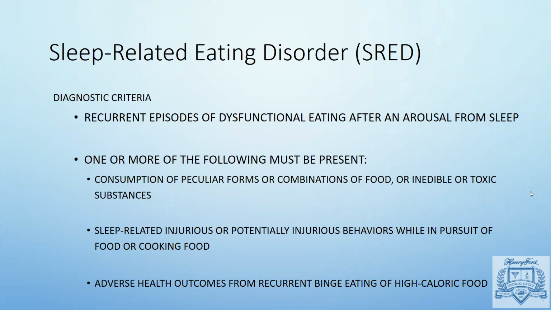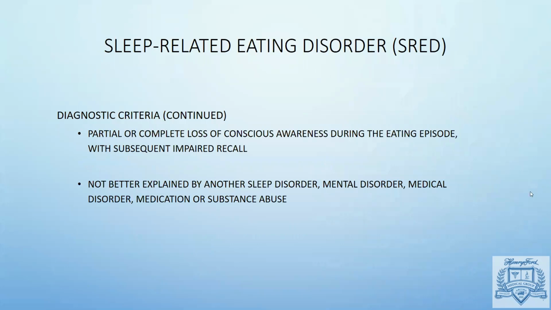So the diagnostic criteria is they've got recurrent episodes of dysfunctional eating after an arousal, and one or more of the following five: consumption of peculiar forms of food, cat food, coffee beans, things like that, sleep-related injurious or potentially injurious behaviors, adverse health outcomes like weight gain, partial or complete loss of consciousness, and then lastly, it's not really explained by any other underlying sleep or mental disorder.